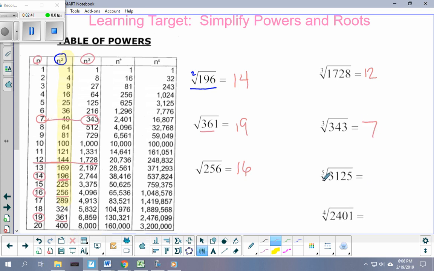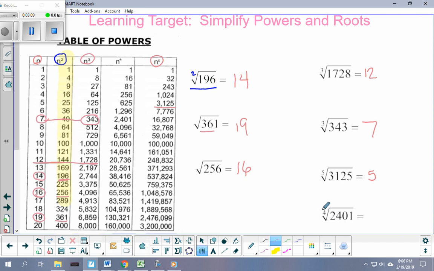In this next problem, it tells us to evaluate the 5th root of 3,125. So now we're looking at numbers taken to the 5th power, which is here, and 3,125 is here. What number to the 5th power gives us that? Go over, it would be a base of 5. So 5 to the 5th power is 3,125. So the 5th root of 3,125 is 5.